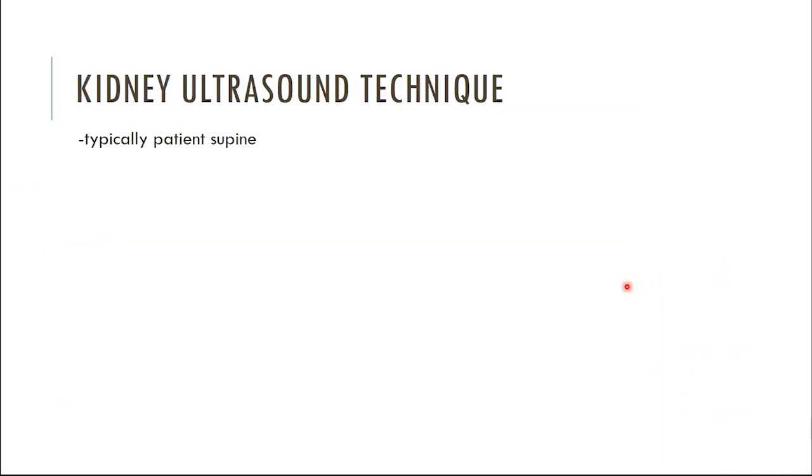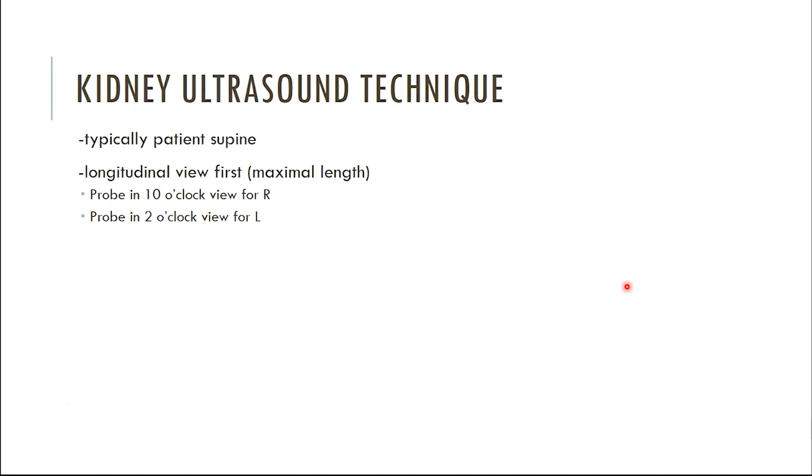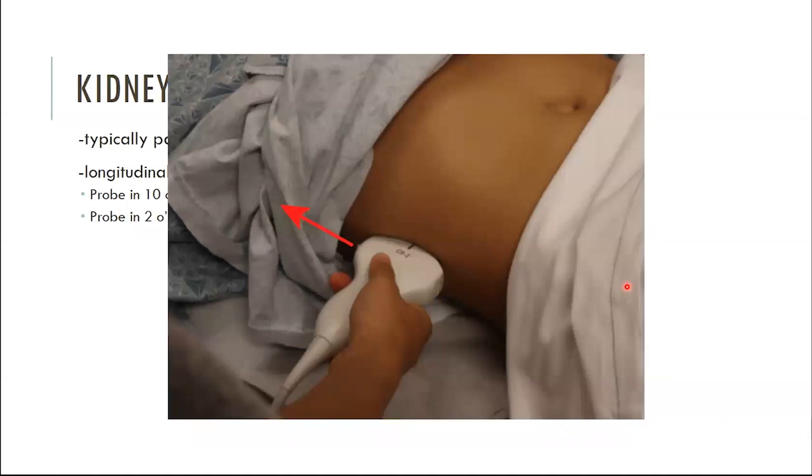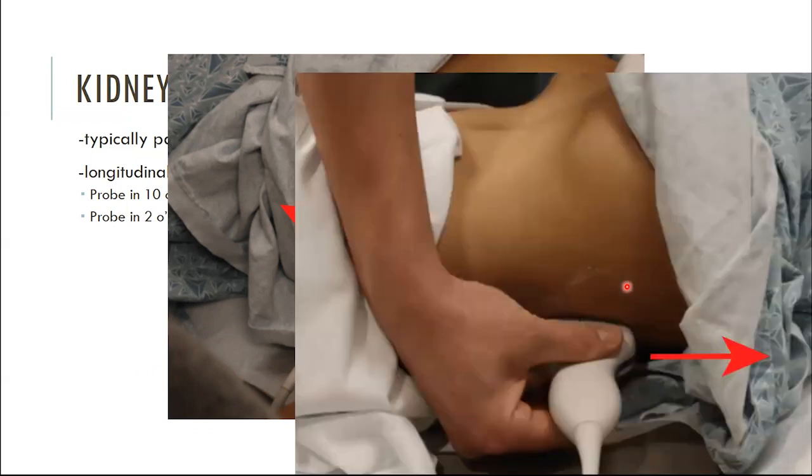So typically we think of doing our kidney ultrasound when the patient is supine. We're going to first look for the longitudinal view of the kidney. We're going to go just below the ribs, really pretty far back. And ideally you want to put that probe in the 10 o'clock position for the right kidney and the 2 o'clock position for the left kidney. And then you're titrating and turning that probe just to get the maximal longitudinal view.